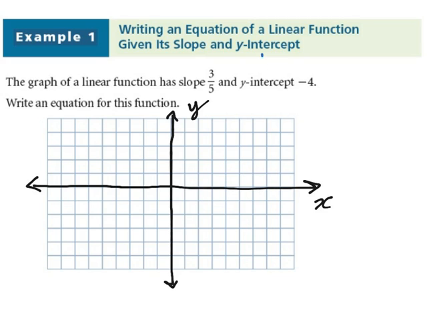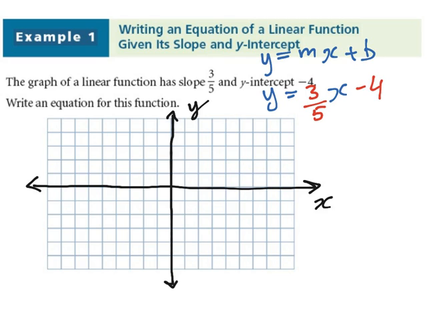We know that equation in slope-intercept form is y equals mx plus b, where the slope in this case is 3/5, 3 divided by 5, and the y-intercept is -4. Here is the equation of our line, of our linear function.